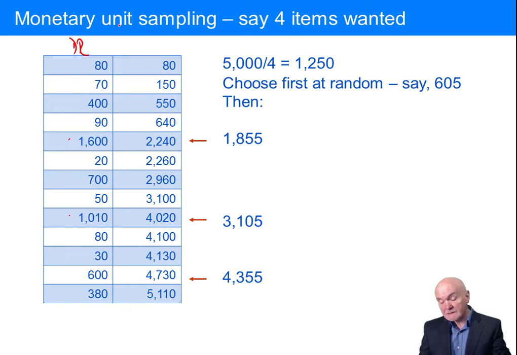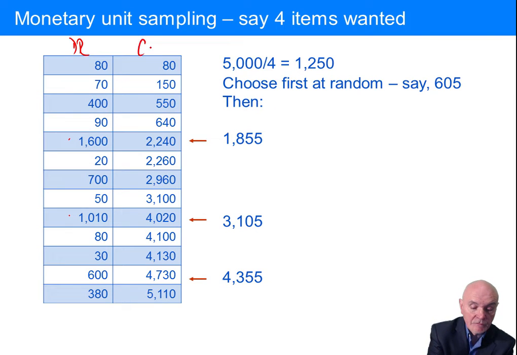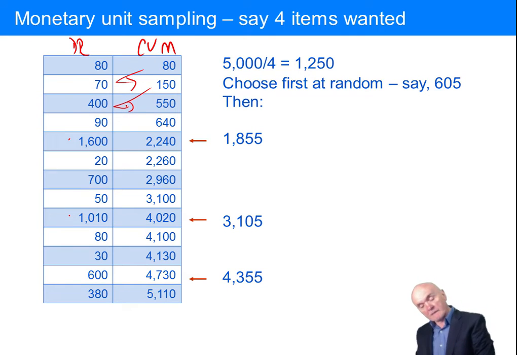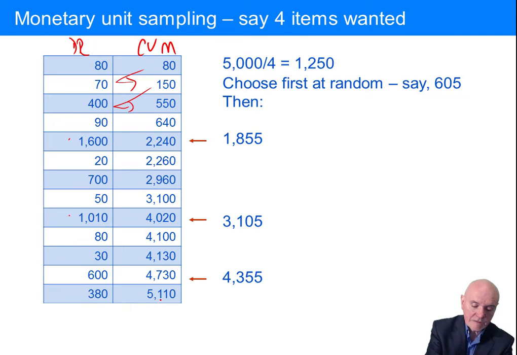Nevertheless, we don't want bias to be in it either. So what monetary unit sampling does is say, instead of selecting 4 customers at random, let's select 4 amounts at random, 4 monetary amounts at random. So what we've got here is a cumulative. So 80 plus 70, 150, 150 plus that, and so on. So just going down here getting cumulative balances, our total receivables is that.